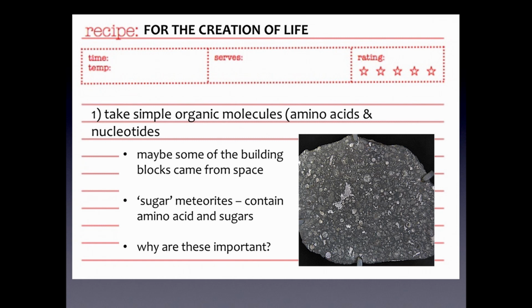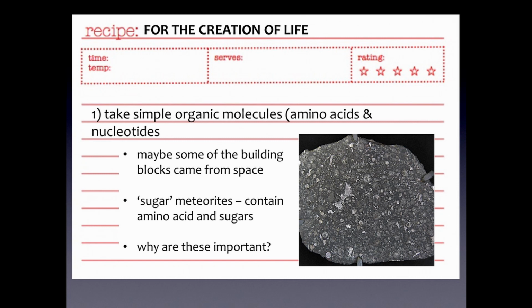There are a couple of schools of thought on what the source of these organic molecules might be. Some people believe that they came from space and that all life on Earth could be considered alien. Other people believe that conditions were right on the early Earth that we could actually create these simple organic molecules on the Earth at the time. The people who think that these simple organic molecules have their origins in space point to something called a sugar meteorite.